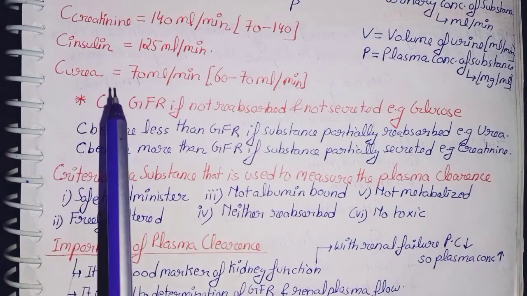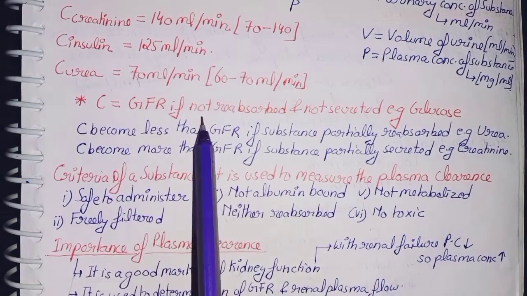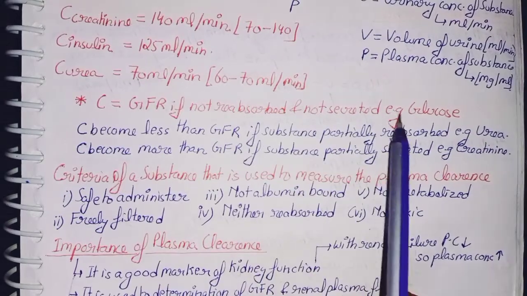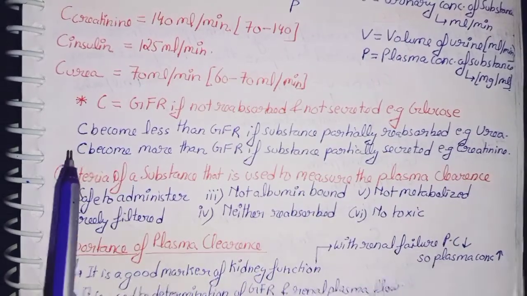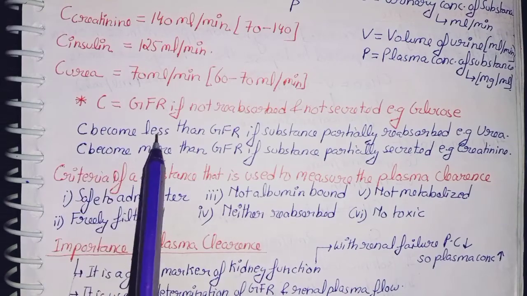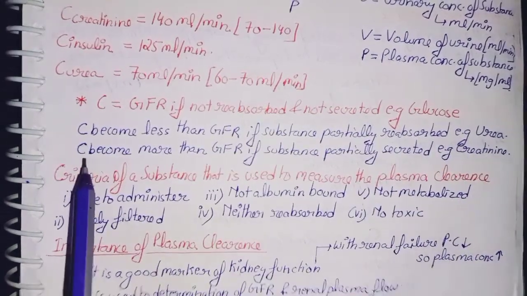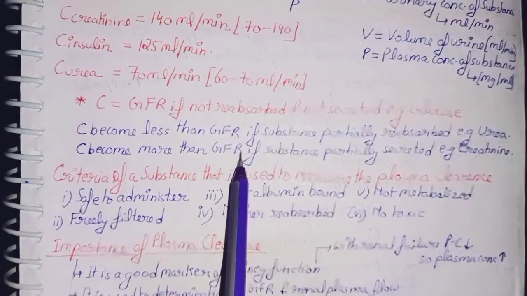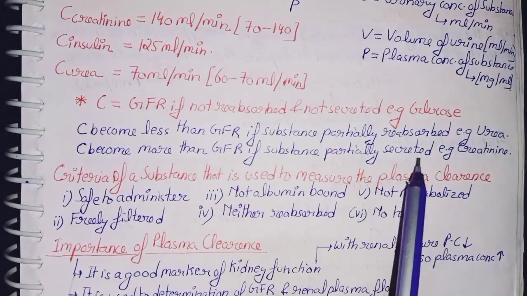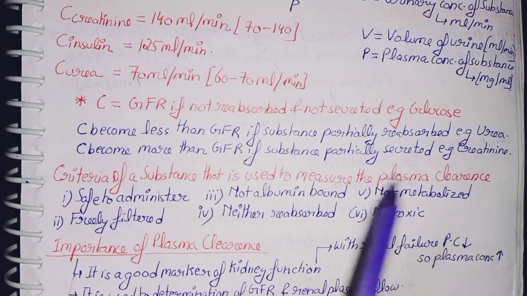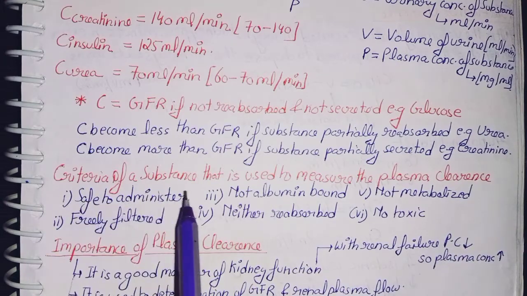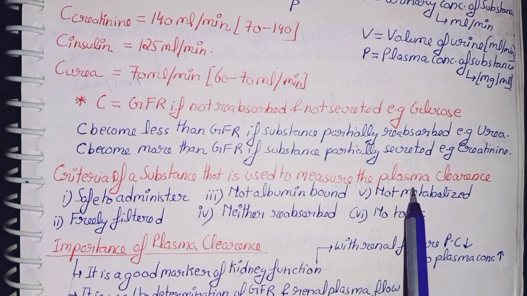So renal clearance will be equal to GFR if the substance is not reabsorbed and not secreted, for example glucose. If renal clearance becomes less than GFR, the substance is partially reabsorbed, for example urea. If renal clearance is more than GFR, the substance is partially secreted, for example creatinine.